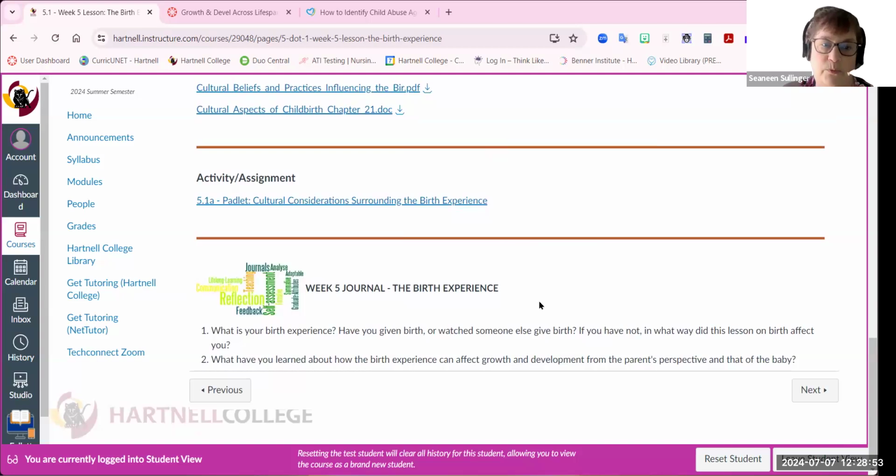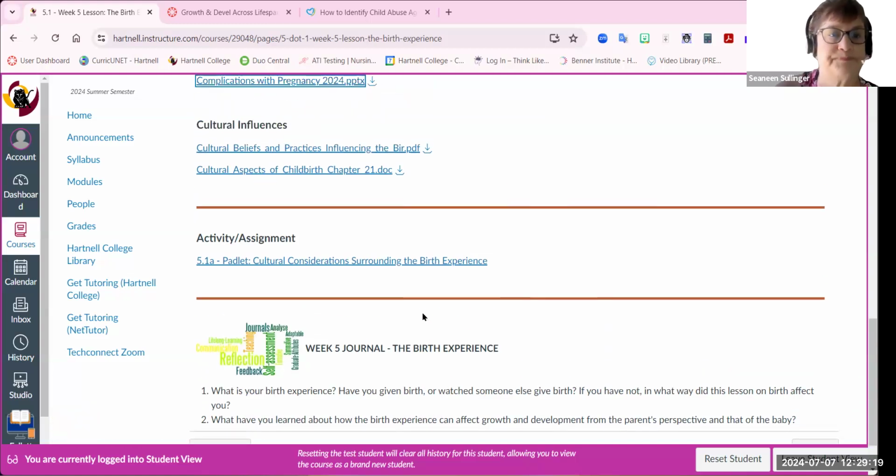The journal is, what was your birth experience? Have you given birth or watched somebody give birth? If you're not, what did you get out of the lesson? What do you think about that? Would you look forward to it as a support person? What do you think you could do? And then what have you learned about how the birth experience could affect growth and development from the parent's perspective as well as the baby? So how could it affect mom, dad, and the baby as well?